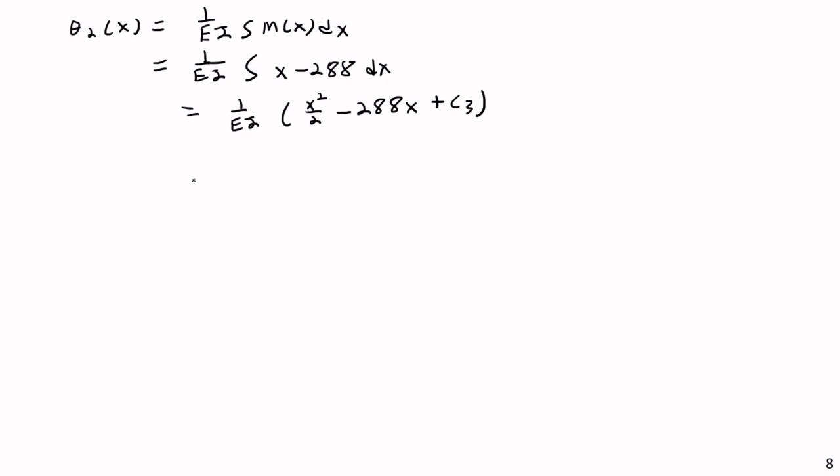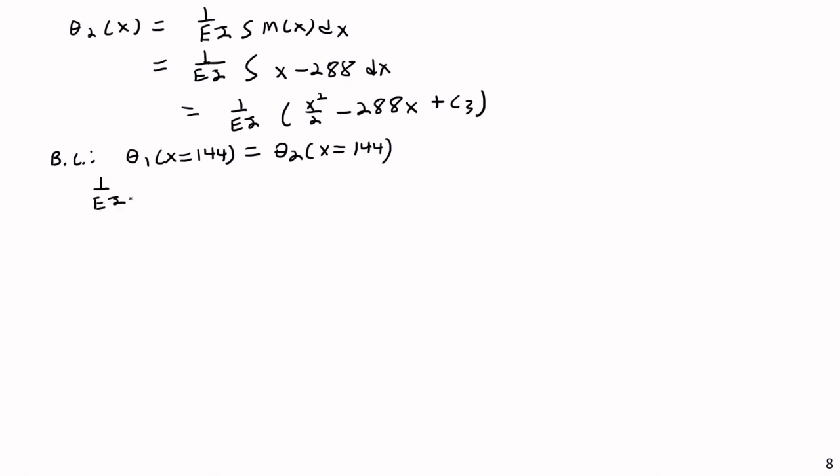Anyway, getting lost in mathematical jargon. So I need a boundary condition, and this boundary condition is that theta 1 at x equals 144 is equal to theta 2 at x equals 144. Basically what this means is that at support B, the slope from the left must equal the slope from the right. So let's see here, just putting these in.